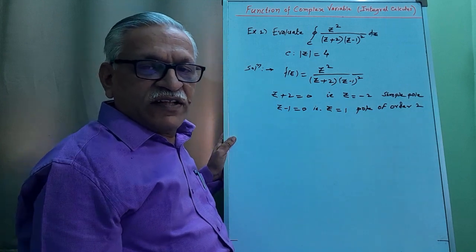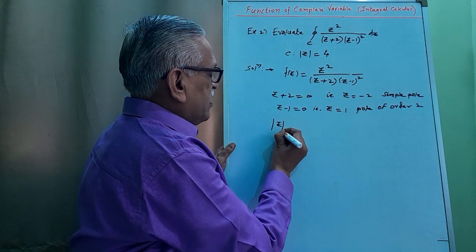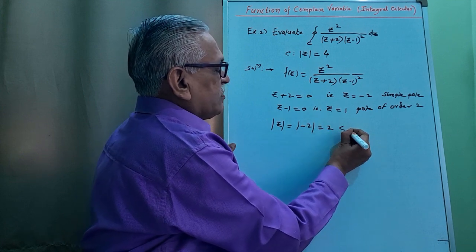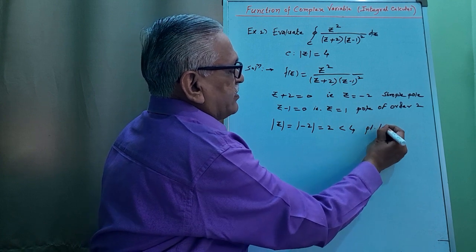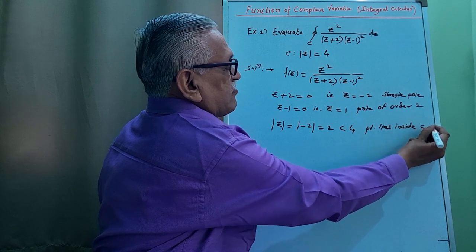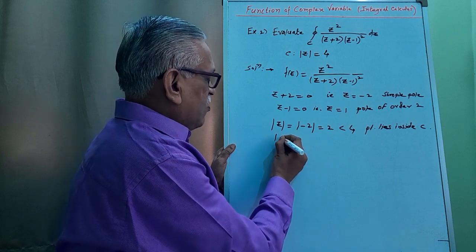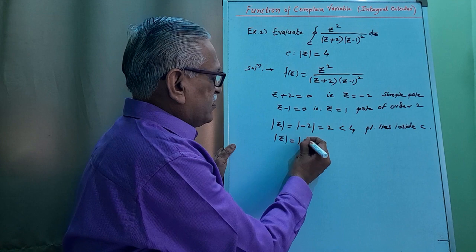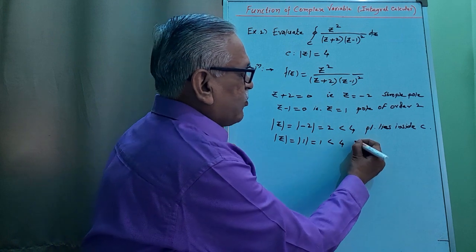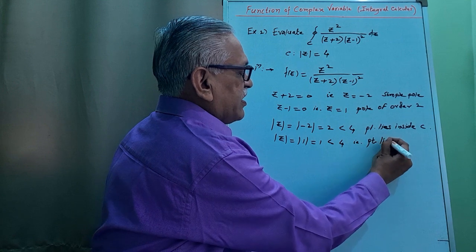Then we check whether that lies inside, on, or outside the curve. Therefore, mod of z at z is equals to minus 2. Mod of minus 2 is 2. It is less than 4. Therefore, the point lies inside that curve C. The second one, mod of z, that is mod of 1. Mod of 1 is 1. Again less than 4, radius 4. Therefore, that point also lies inside.